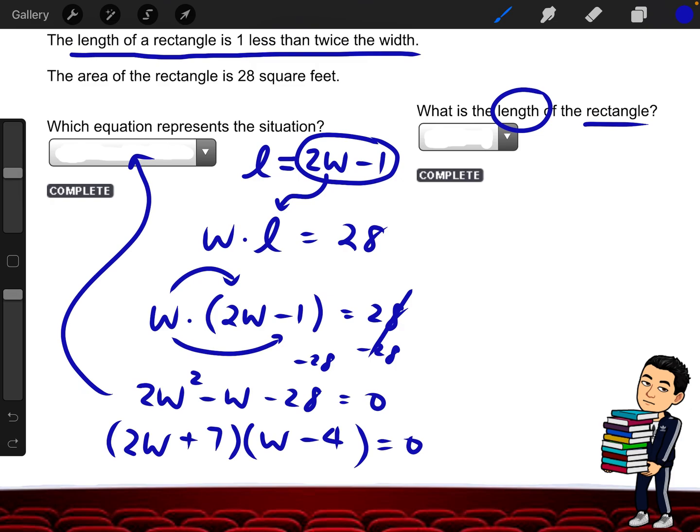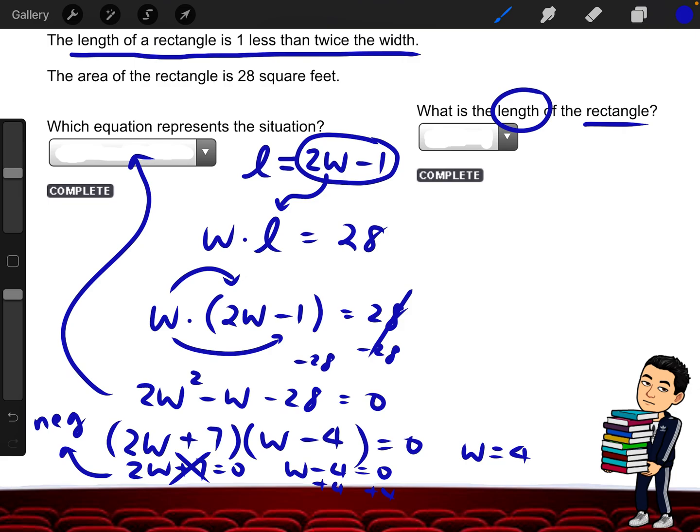So you have 2w plus 7 equals 0, and w minus 4 equals 0. Okay, this is going to give you a negative width, so we're not going to be using whatever comes out from that binomial. So add 4 on both sides. So you're going to get width equals 4.